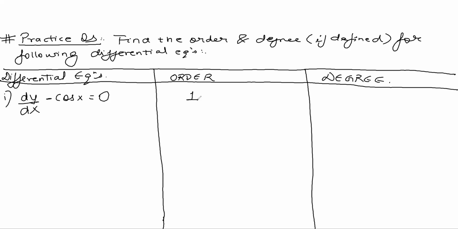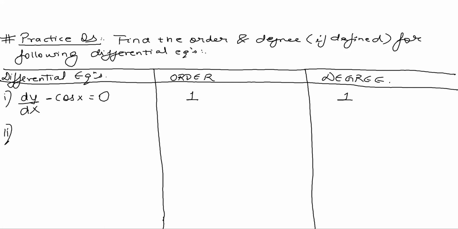What will be the degree, guys? First of all, is it a polynomial in dy by dx? Yes. You can clearly see, even though it's not a polynomial in x, it is a polynomial in dy by dx. So what is the highest order derivative? dy by dx. It is raised to the power 1. So degree of the differential equation is also 1, because highest order derivative is dy by dx in this equation and it is raised to the power 1.